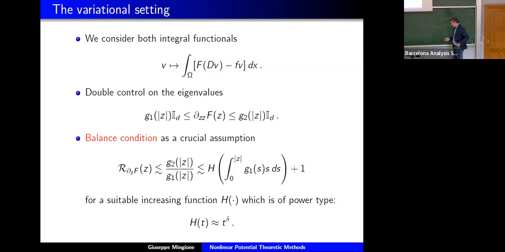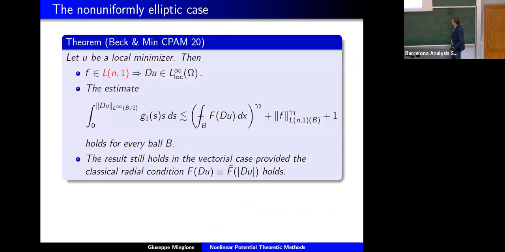Okay, under this assumption, we can prove the following result that tells that this is a very universal condition also in the non-uniformly elliptic regime. And we have this a priori estimate. This also holds in the vectorial case once you have the so-called Uhlenbeck structure. Why do we have this strange shape of the left-hand side? Because essentially this is the natural quantity that the coercivity of the problem is based on.